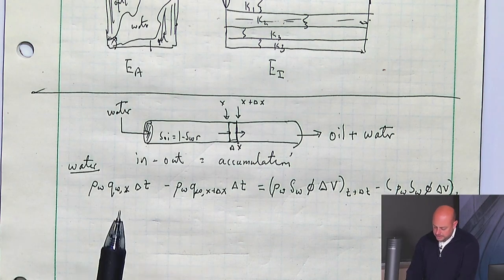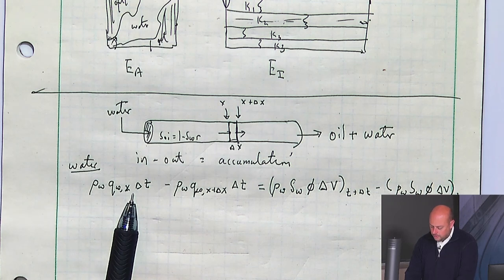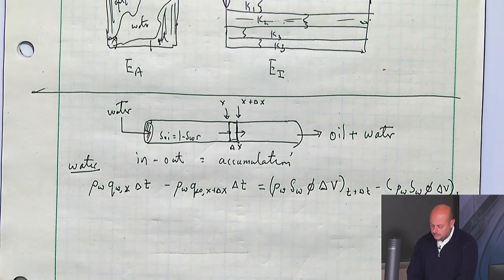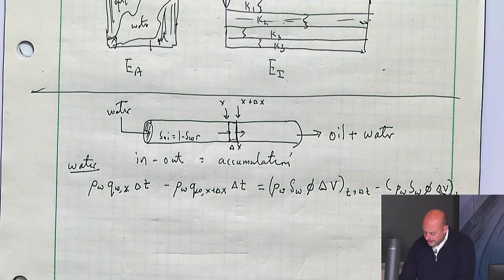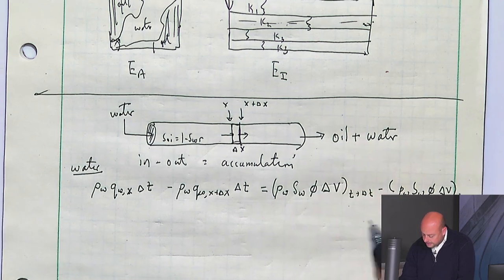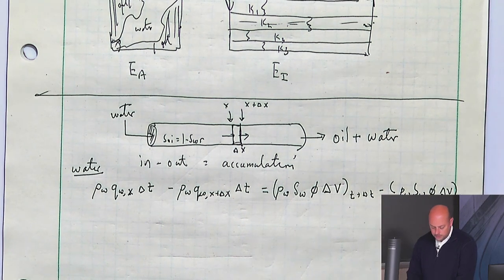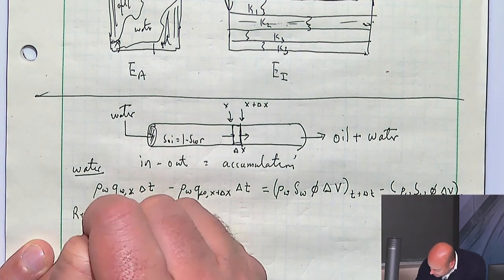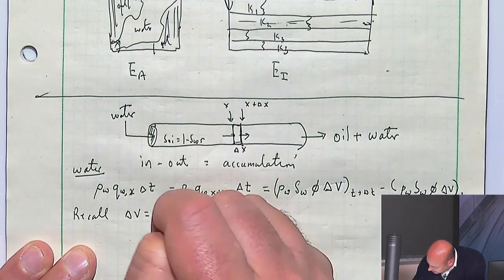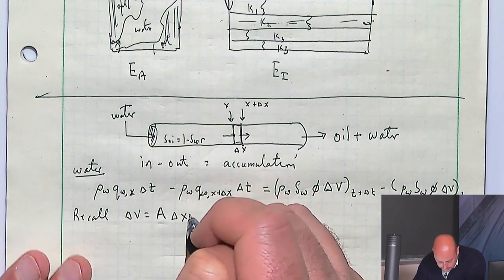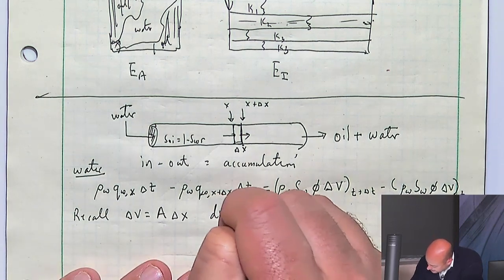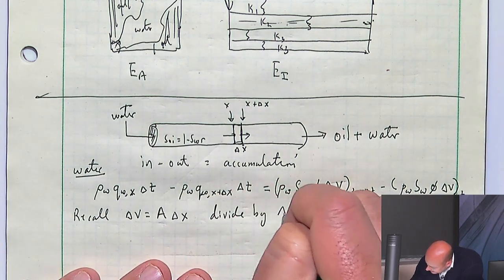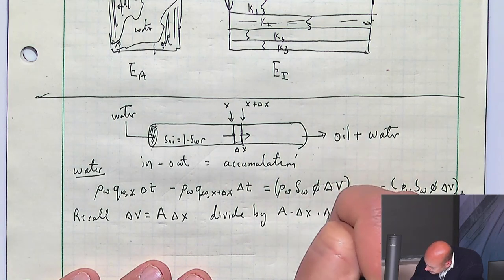So here's my balance. This is the mass of water that goes into the control volume, my little sliver there, minus the mass that comes out, is equal to the accumulation. And the accumulation is the mass of water at t plus delta t minus the mass of water at t. And if I recall that the volume delta V is the cross-sectional area times delta x, I divide by A delta x times delta t.